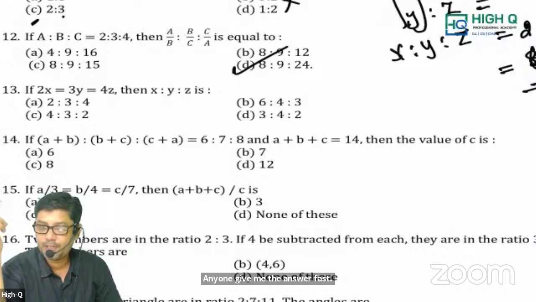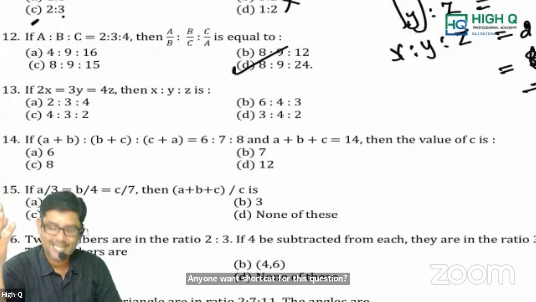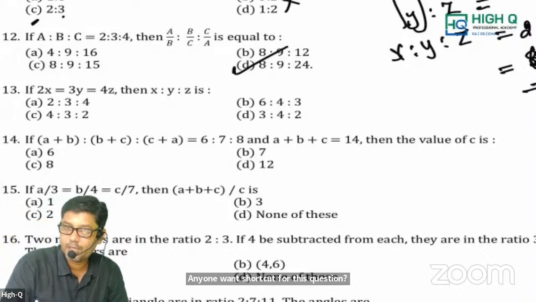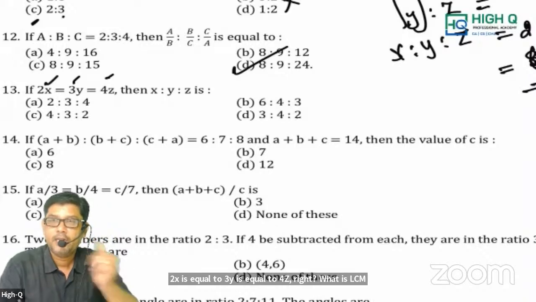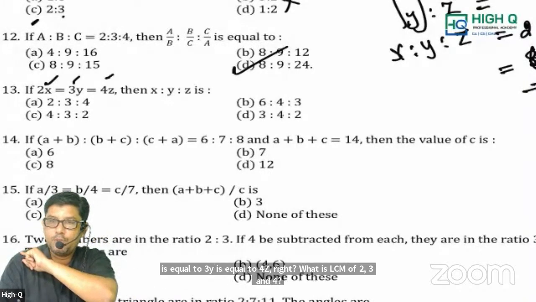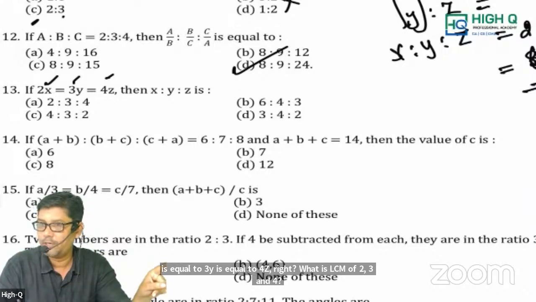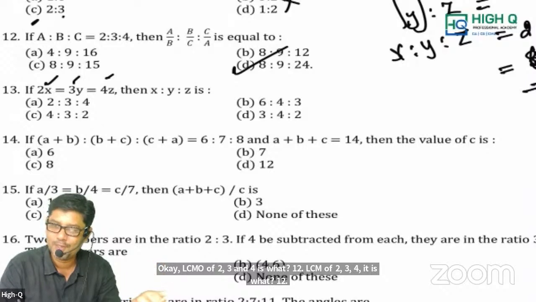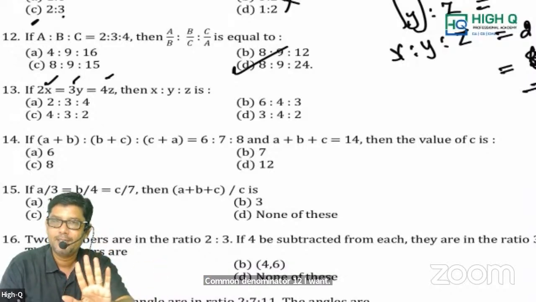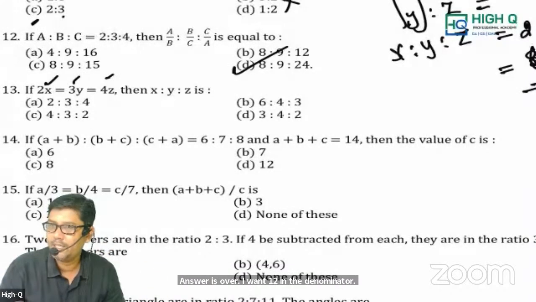Anyone want a shortcut for this question? You just ask, I will give you the trick. 2x is equal to 3y is equal to 4z, right? What is LCM of 2, 3 and 4? 12. Common denominator 12 I want. I want 12 in the denominator. How to get the 12 in the denominator, my dear? What will you get? Tell me.